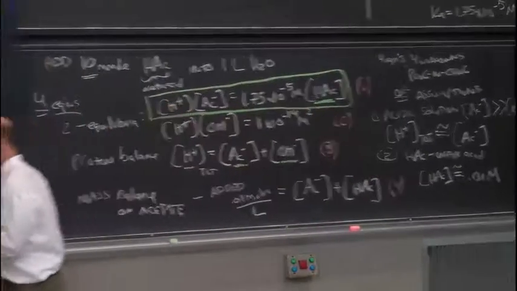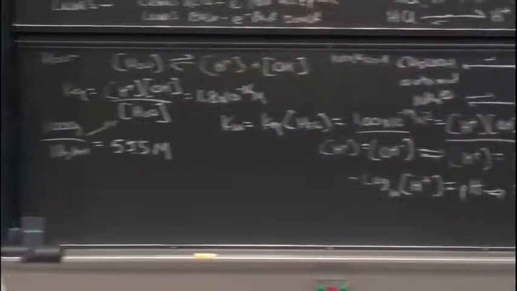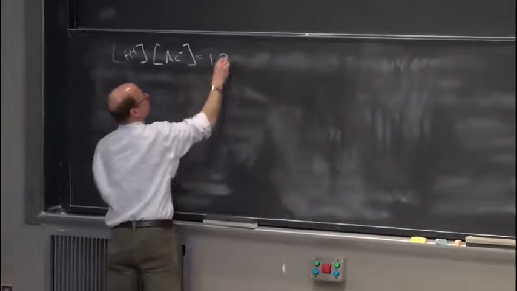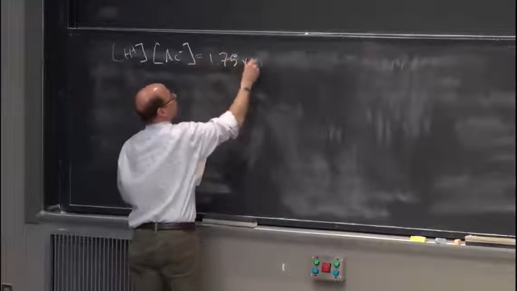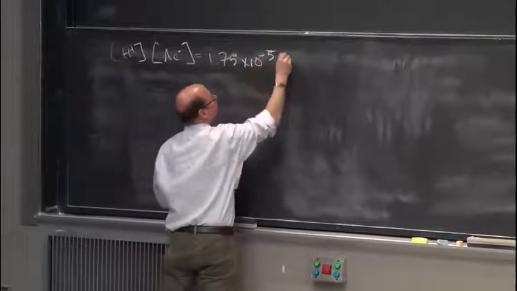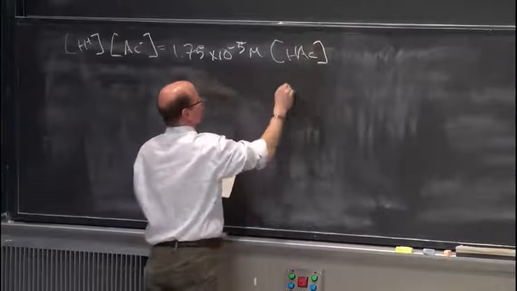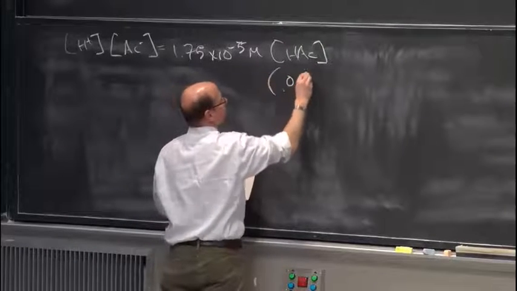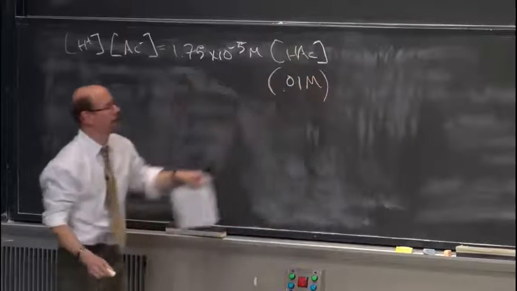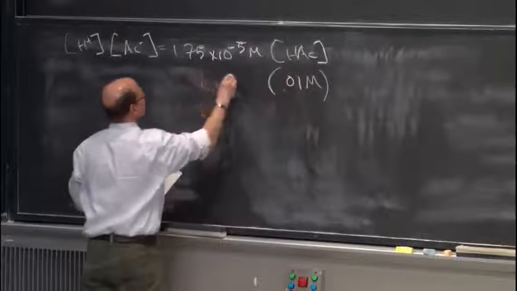And let's see what I get. I can say from that the concentration of protons times the concentration of acetate anions equals 1.75 times 10 to the minus 5 molar times the concentration of acetic acid. I already told you that I'm going to make the assumption that this is 0.01 molar. I'm going to pretend it didn't dissociate.